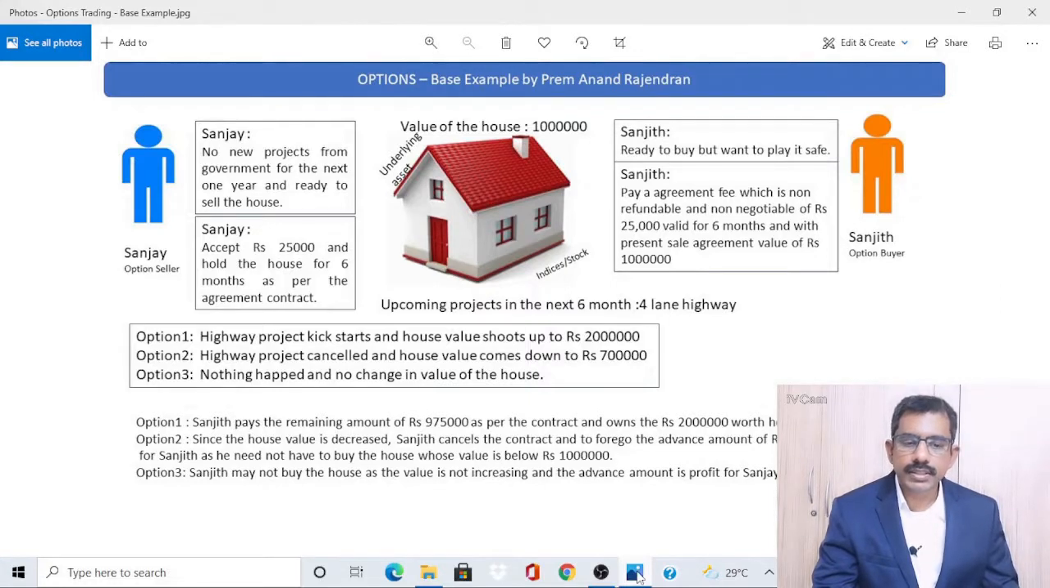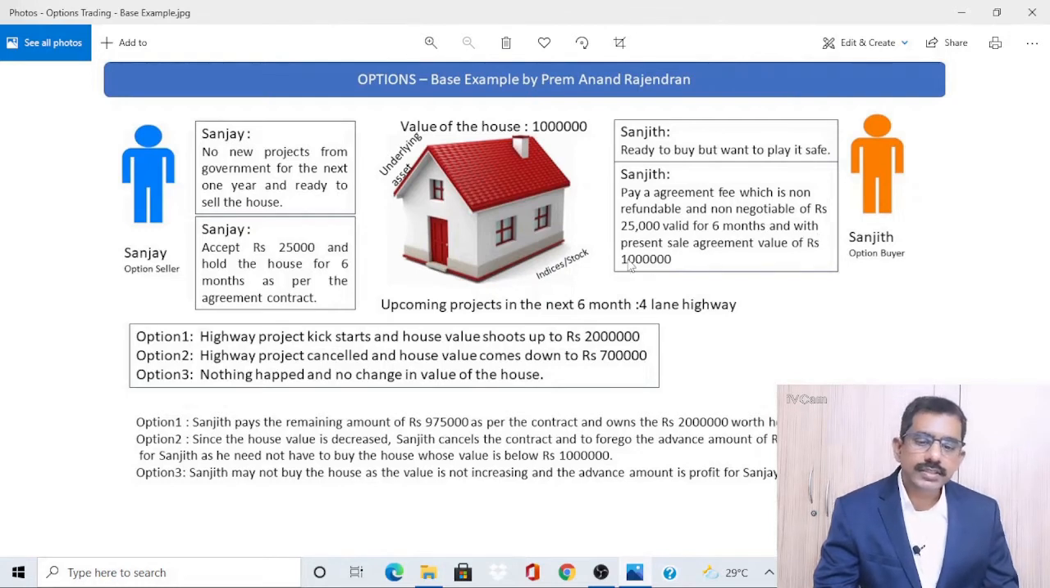Now, in this example, we have two business people, Sanjay and Sanjeet. This house is owned by Sanjay and he wants to sell this house because according to him there are no new projects from the government and there is no value increase in the house. Sanjeet is looking for a house and he has a clue that there is an upcoming government project near Sanjay's house. He is expecting a 4-lane highway near Sanjay's house.